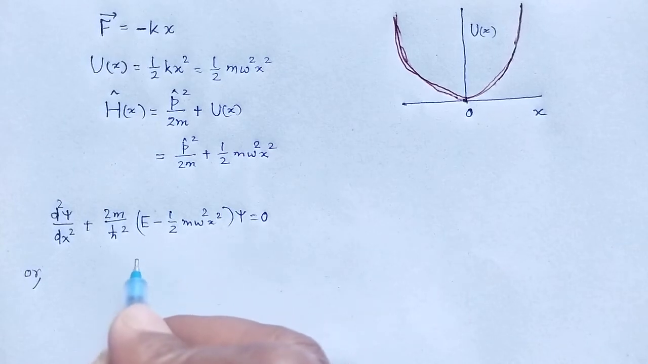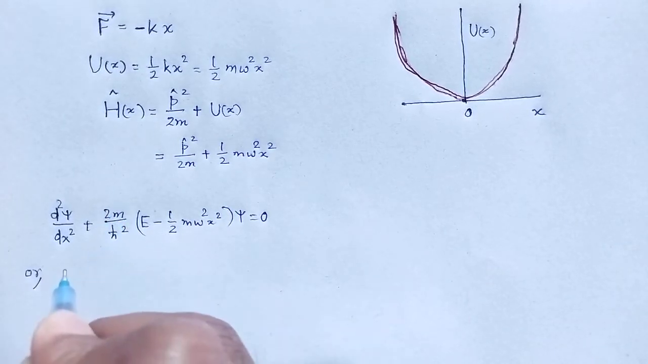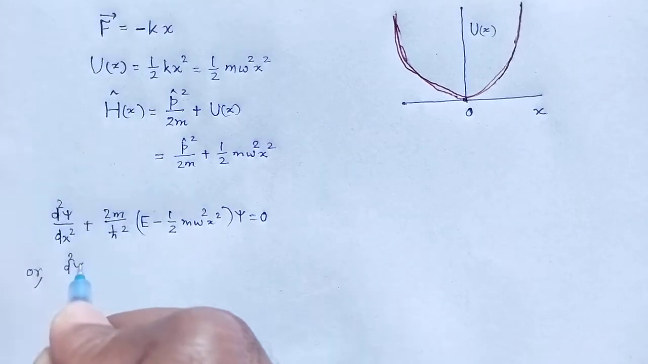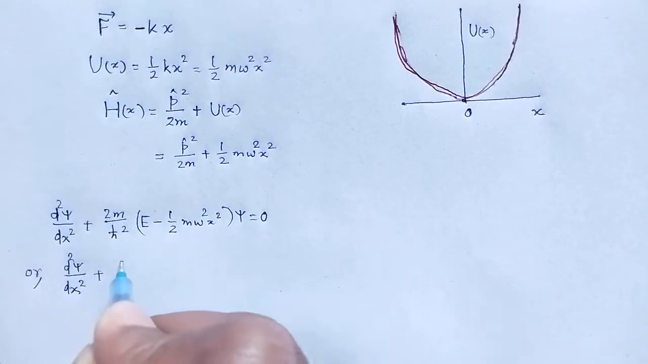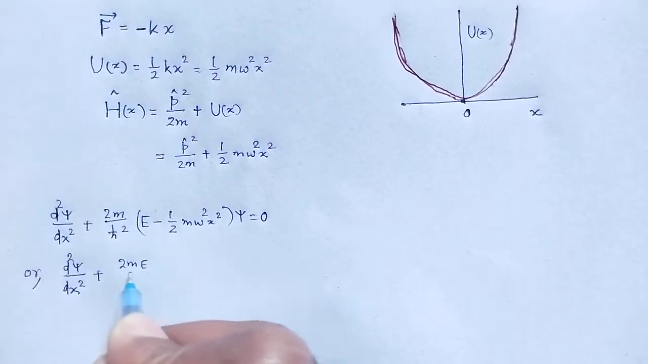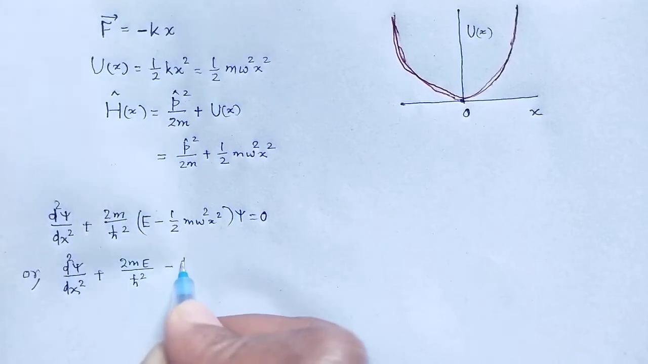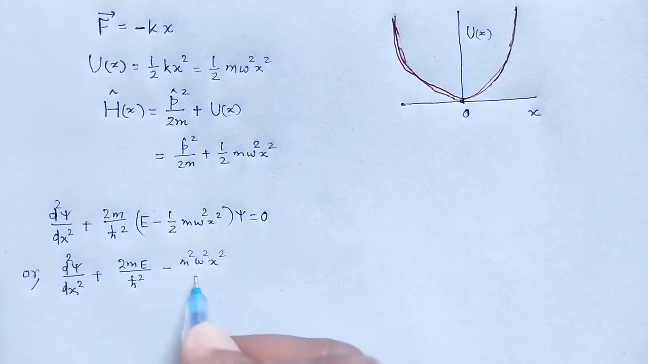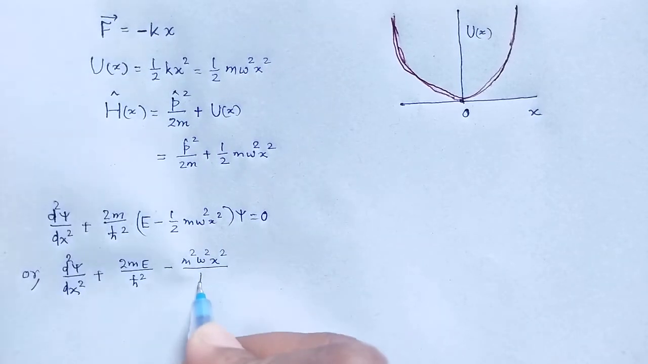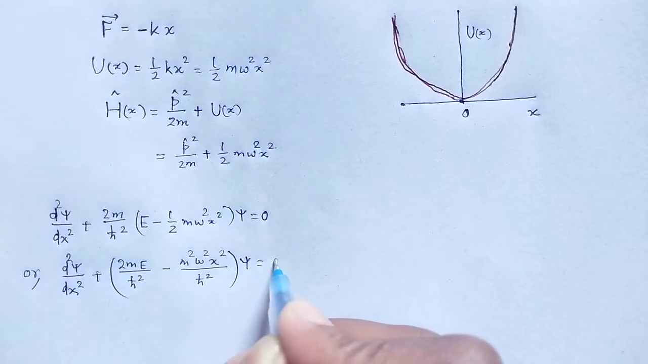Separating these two terms and multiplying that factor, we get d square psi by dx square plus 2mE divided by h cross square minus m square omega square x square divided by h cross square, of psi, is equal to 0.